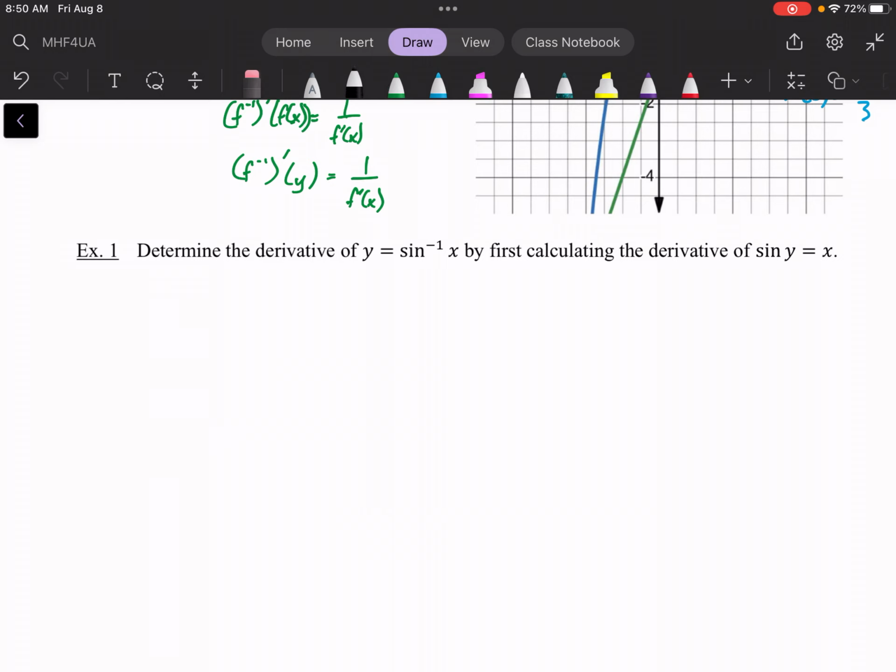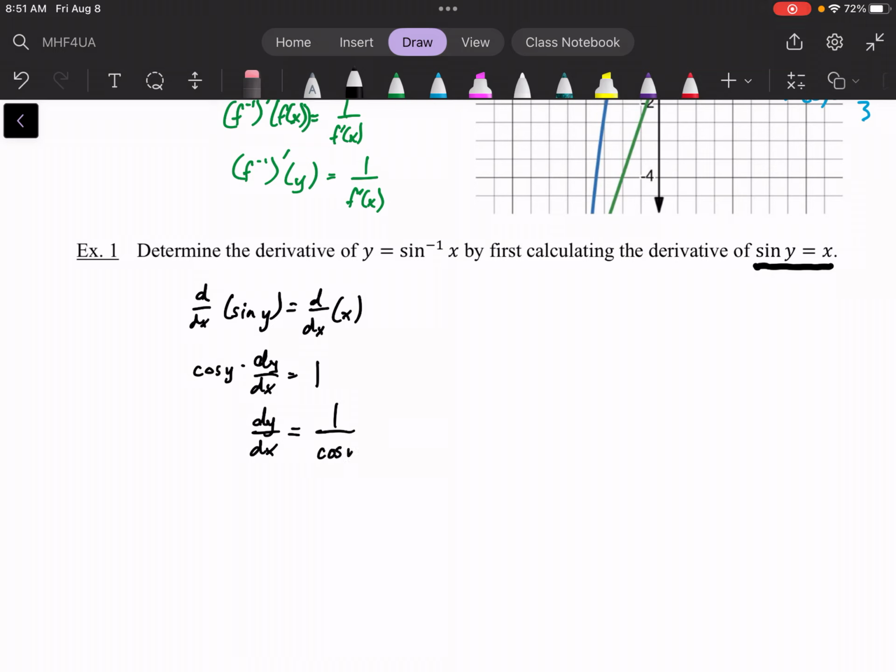So to determine the derivative of y equals sine inverse of x, we're going to rewrite it as sine y equals x. And we're going to find the derivative on both sides with respect to x. So the derivative of sine y is cosine y, which you have to multiply by dy over dx. And the derivative of x is just 1. We rewrite dy over dx as equal to 1 over cosine y.